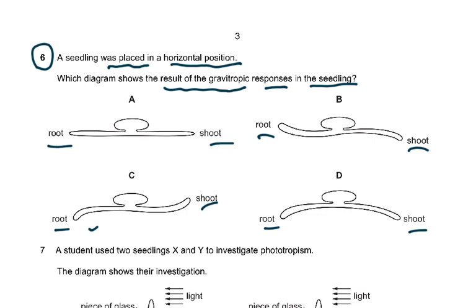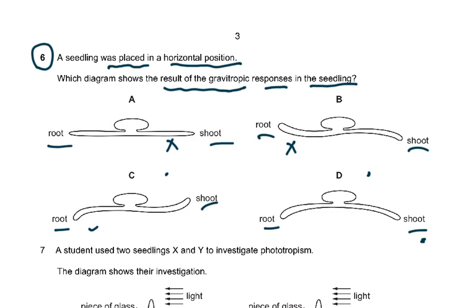Here the root is growing up. This is wrong. This is wrong. You must also first decide which ones are the totally wrong ones. And then you look at the rest. Okay, in this, both of these, so it could be either C or D. Either C or D. But then in one the shoot is growing downwards.